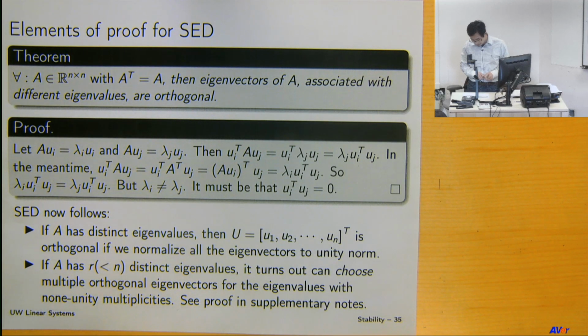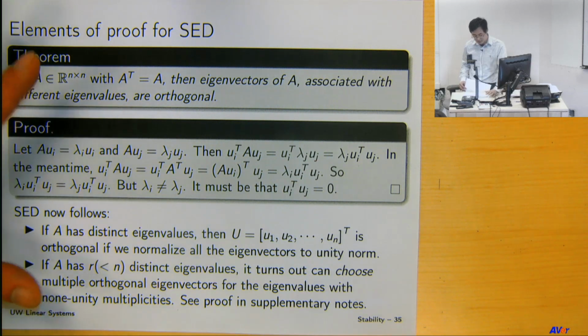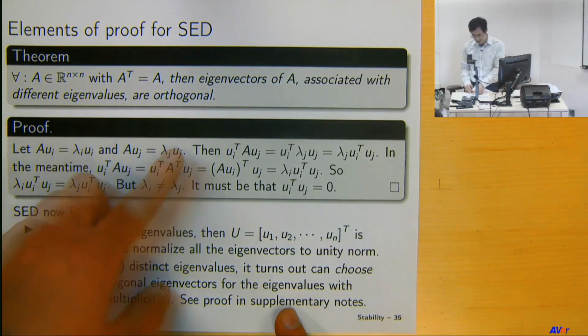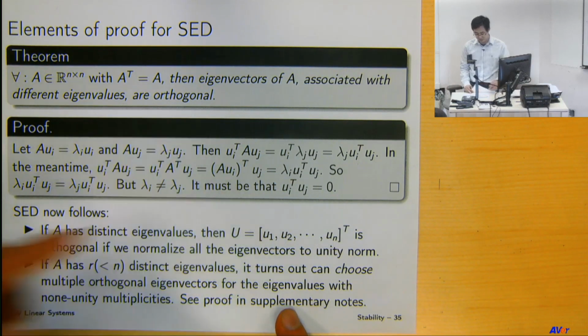Okay, so it involves a little bit more steps that we don't have enough space to go through in class. But the result is clear. You can always have orthogonal eigenvectors for symmetric matrices.